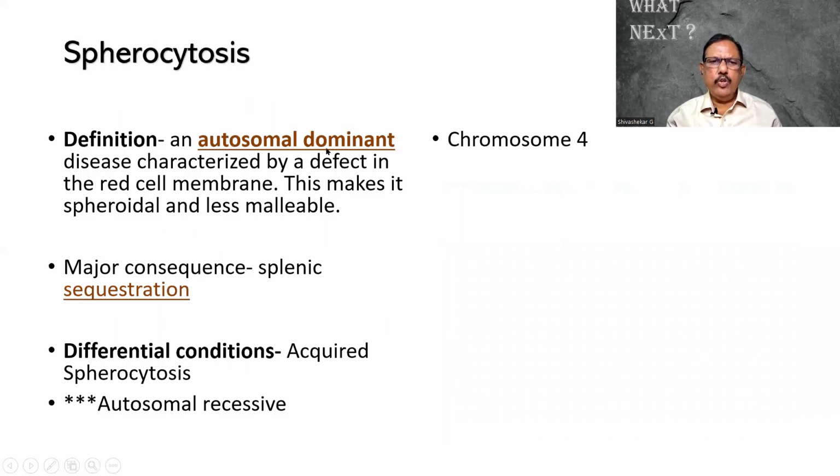Spherocytosis. It can be autosomal dominant or autosomal recessive. Autosomal dominant is more common, and it is basically a defect in the red cell membrane. This makes the cell less malleable, and later on it becomes more spheroidal in structure. This leads to a splenic sequestration or virtually killing in the spleen. What is the differential diagnosis? We shall be seeing, and maybe in one corner we can have that it is associated with chromosomes.